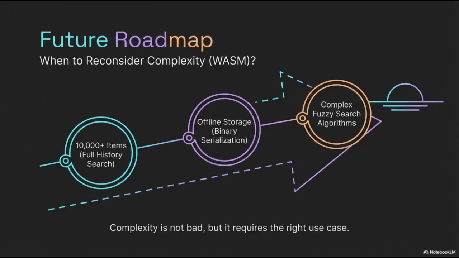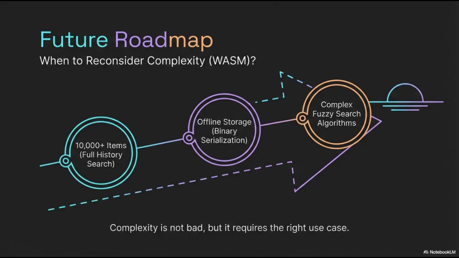As we look toward our future roadmap, we must identify the specific technical milestones that justify a shift toward WebAssembly. Introducing complexity like WASM is not about following a trend. It is about solving tangible performance bottlenecks that emerge as an application scales. The first major threshold occurs when we reach a volume of over 10,000 items. At this scale, executing a full history search in pure JavaScript can begin to impact the user experience, making WASM a necessary optimization for maintaining near-instant results.